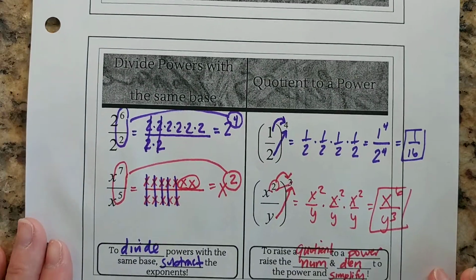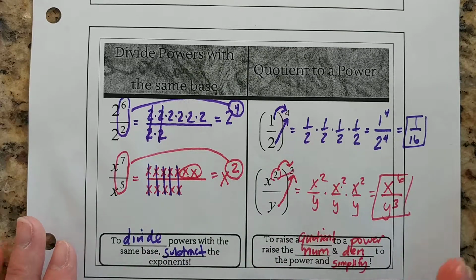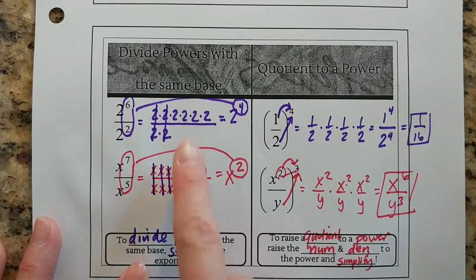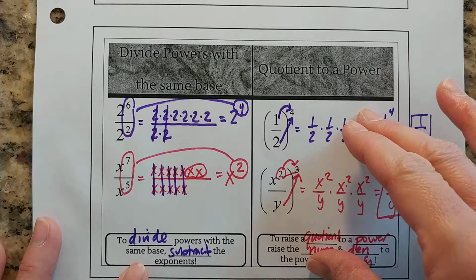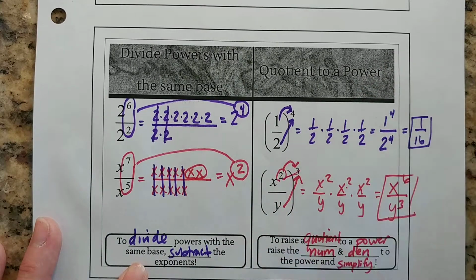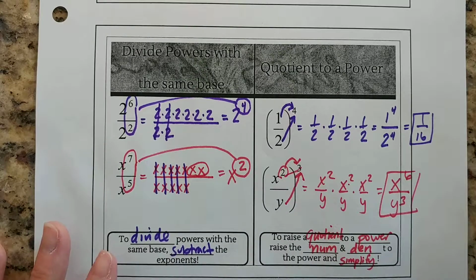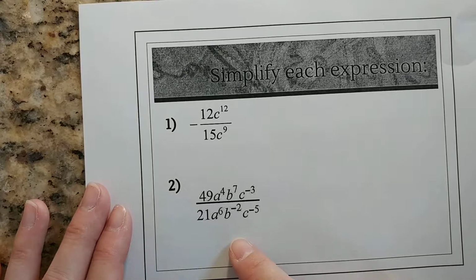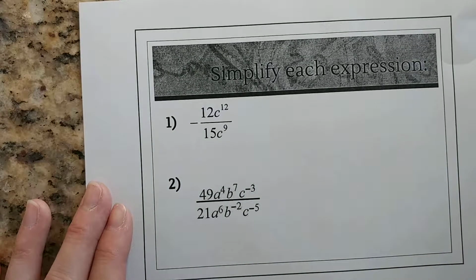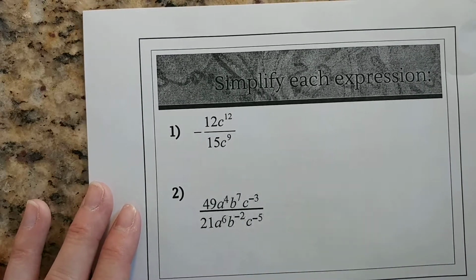Well, there we go. We have both of the exponent rules for division. Dividing powers with the same base, subtract the exponents. If it's written as a fraction or a quotient, everything goes up to the power that's in the parentheses. Let's give it a try. Our first examples, we're going to take a look at using the dividing powers with the same base rule.